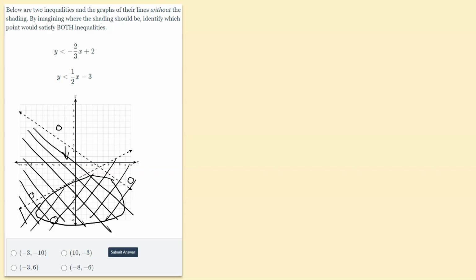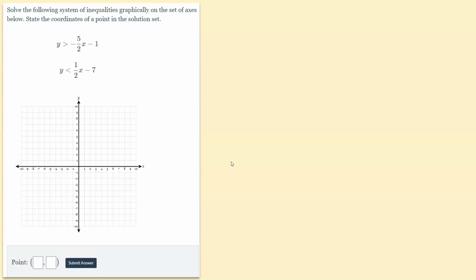(-3, 6) is not in either shaded region. So that's definitely not a solution. And then (-8, -6), again, that's only in one shaded region. It's not in the overlapping shaded region. So it only satisfies one inequality, not both. So the only one that satisfied both was this one right here. That is (-3, -10). All right. So that's your other type of problem here.